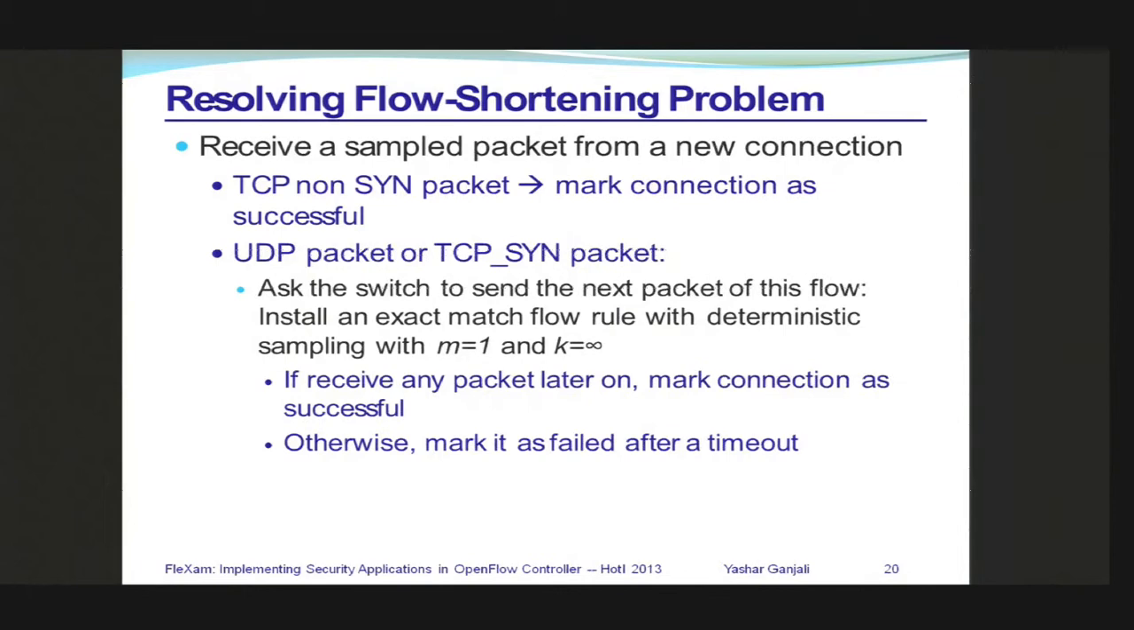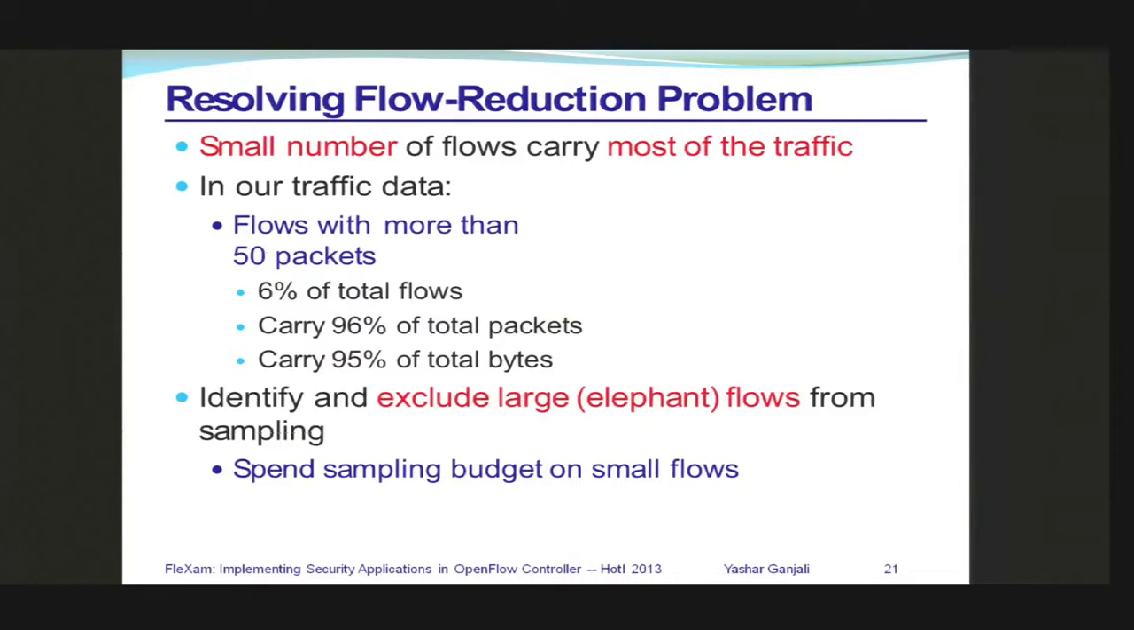For the flow reduction problem, as I mentioned, we have a large number of flows, and the majority of those flows are very short. So if we are sampling, there's a chance we might not see some of those flows. So what we are going to do is rely on an observation, which was basically the core of the keynote talk this morning, that a lot of traffic is carried by only a small number of flows in the network. In our data set, less than 6% of flows carry more than 95-96% of traffic, depending on whether you counted packets or bytes.